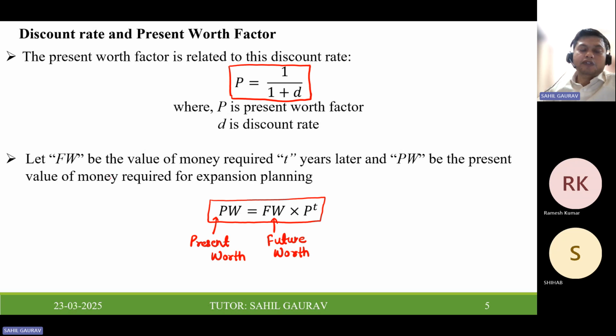And if you have future worth, the value of money required T years later, and present worth, the present value of money required for expansion planning, then future worth and present worth can be expressed as present worth equal to future worth into the worth factor to the power T, where T is the number of years. So these two relations are important, where we will evaluate the value of money at present or at a later period of time.